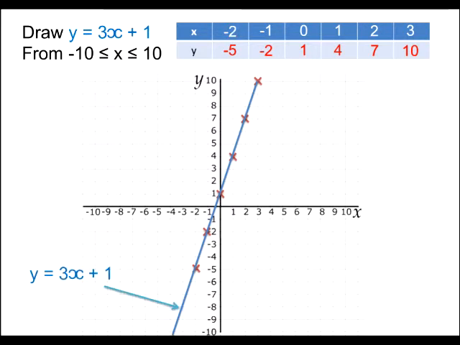But you should be able to see that these go up in 3s. As these numbers get bigger by 1, these go up in 3s, and that's simply because this is a 3. So every 1 along in the x, the y goes up in 3s. If that was a 2x, these would be going up in 2s. So it's a really nice way of checking your work.